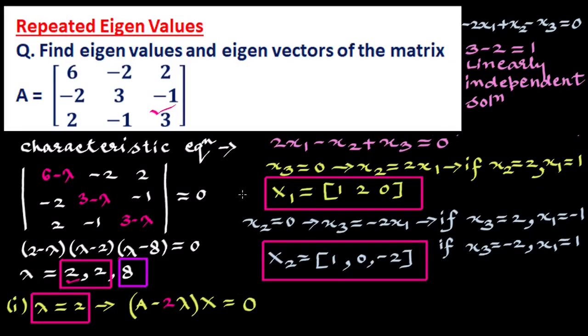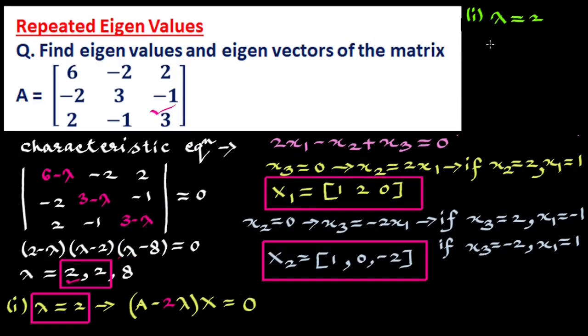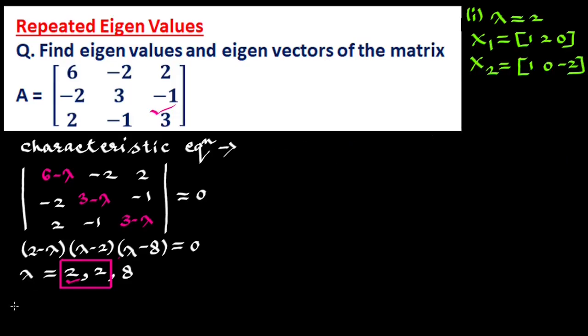Now let us write the eigenvectors corresponding to repeated eigenvalue lambda equals 2. Here the first eigenvector is 1, 2, 0 and the second is 1, 0, minus 2. Now we will find the eigenvector corresponding to eigenvalue 8. For that, first we write (A minus 8I) into eigenvector equals 0 vector.